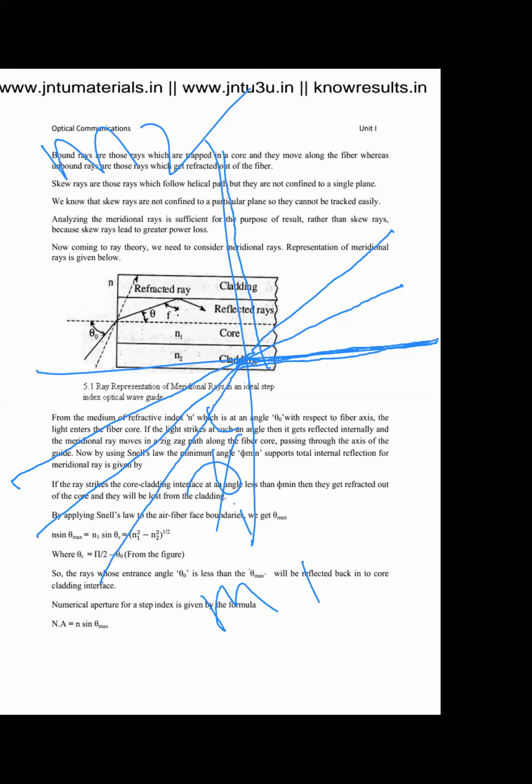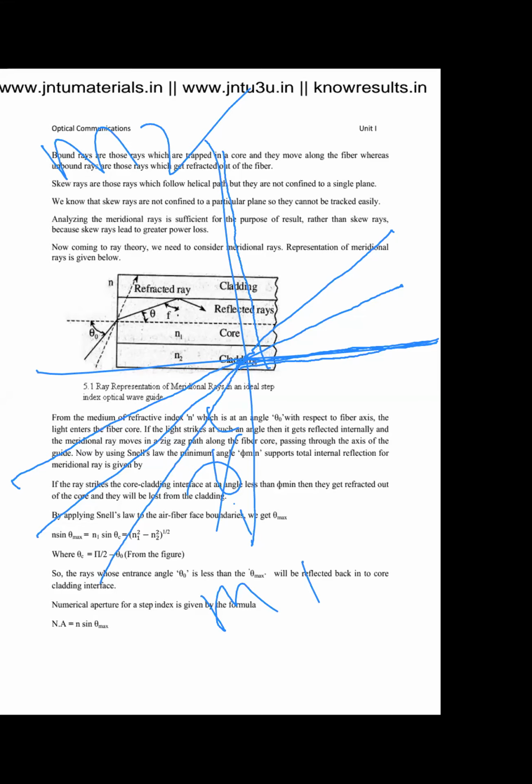Now we know that optical fiber consists of three things: core, cladding, and interface. The refractive index of core is n1, the refractive index of cladding is n2, and the condition is n1 should always be greater than n2. The refractive index of core shall always be greater than the refractive index of cladding.